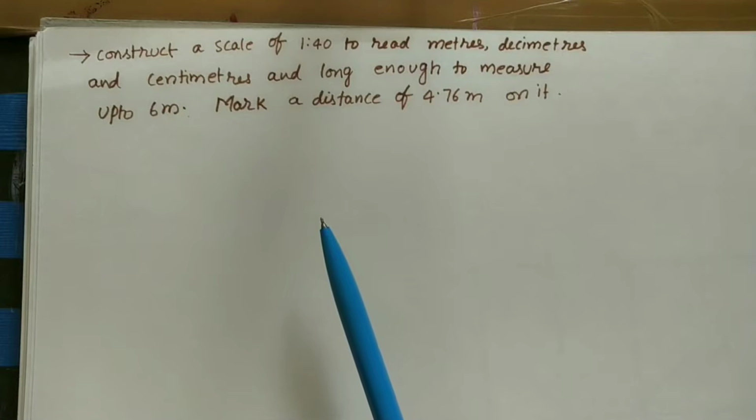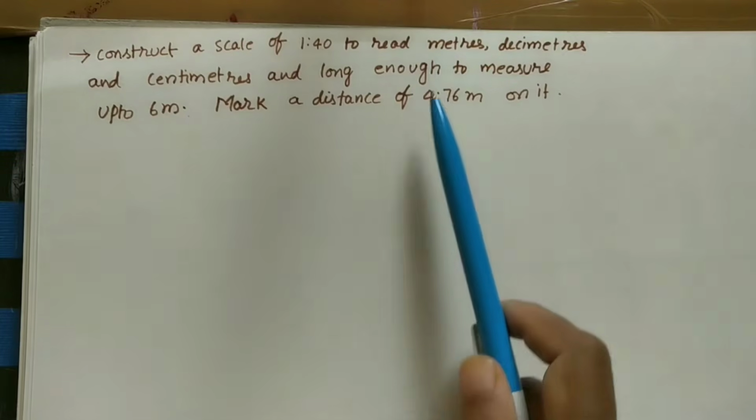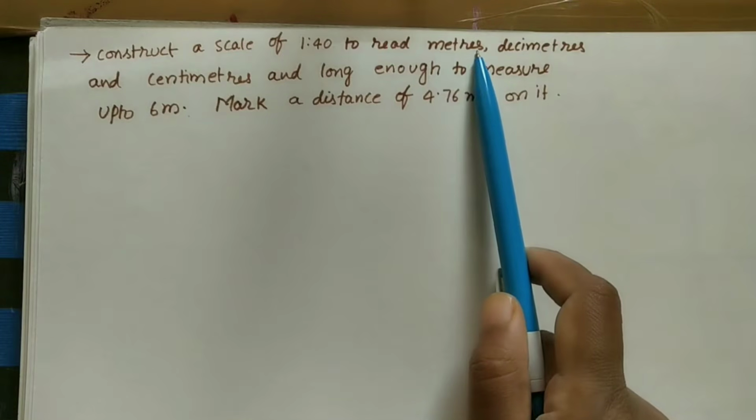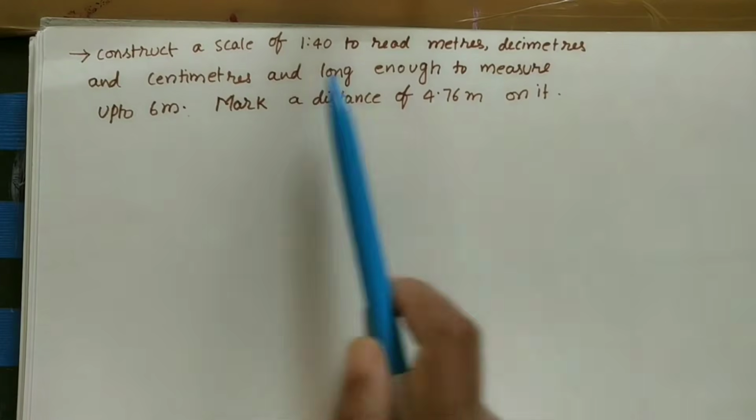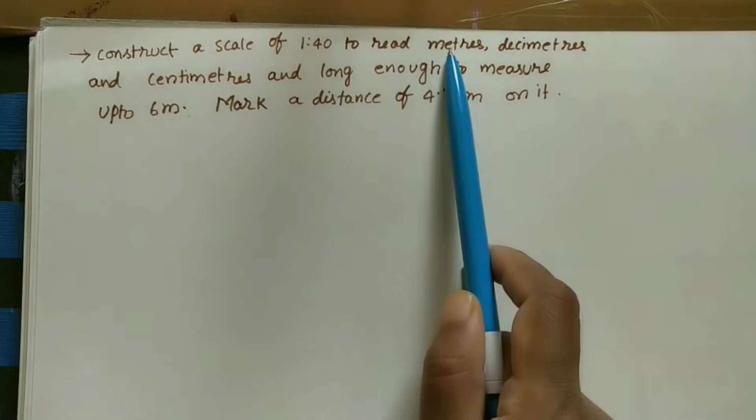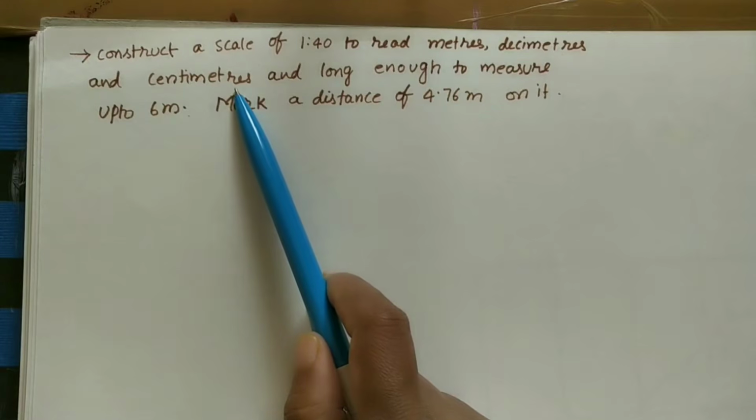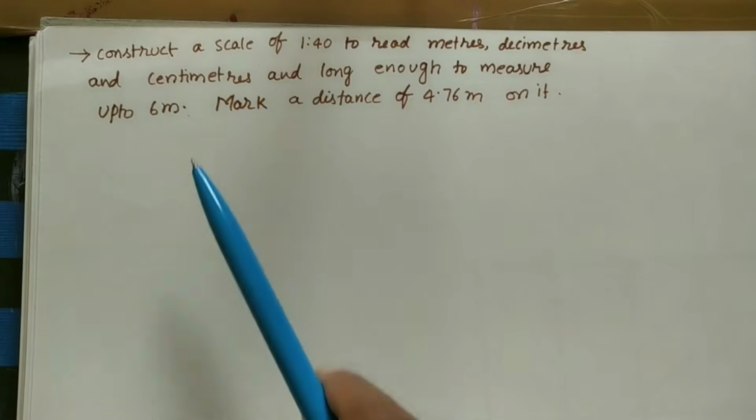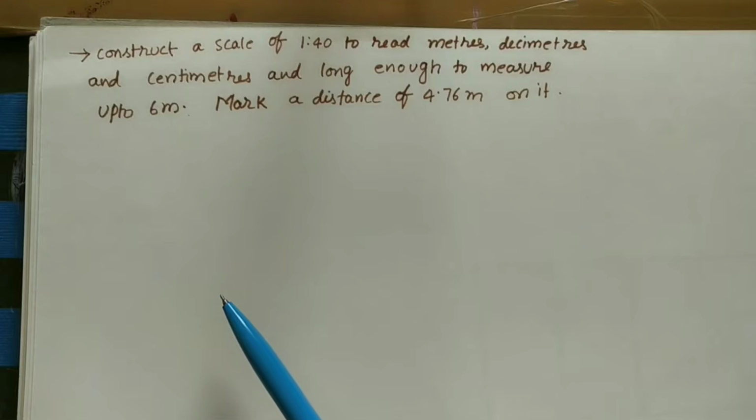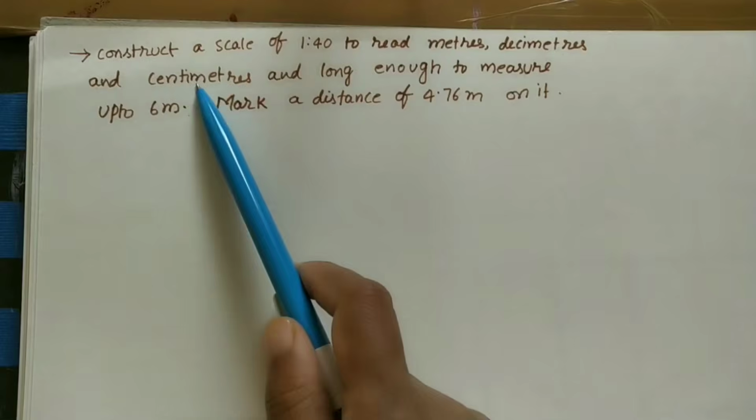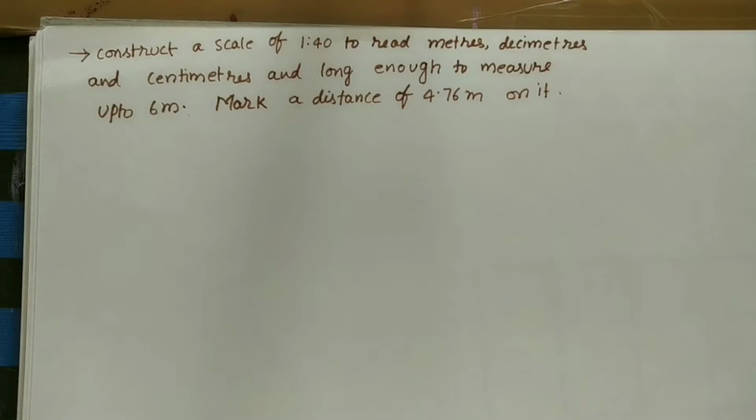Here we have to construct one scale. In it we are able to measure meters, decimeters and centimeters. Here three types of units are there. Whenever you want to mark three units, we can construct one scale. That scale is called the diagonal scale. So the diagonal scale is used for marking three types of units. Okay, we need to do the diagonal scale.